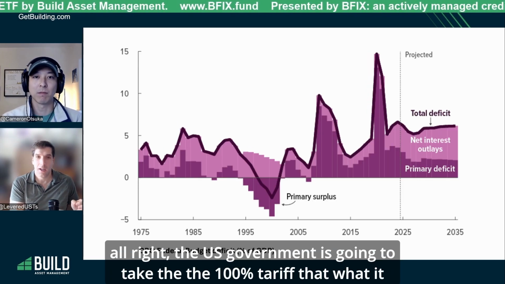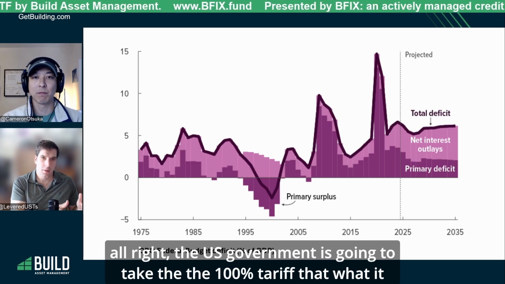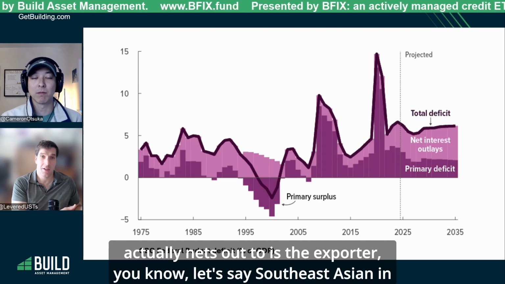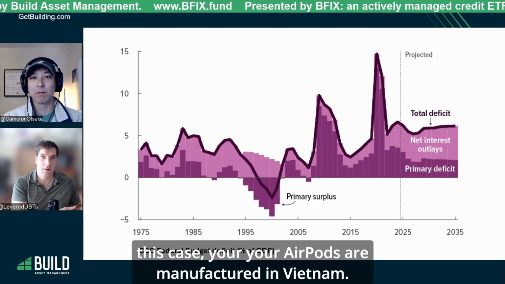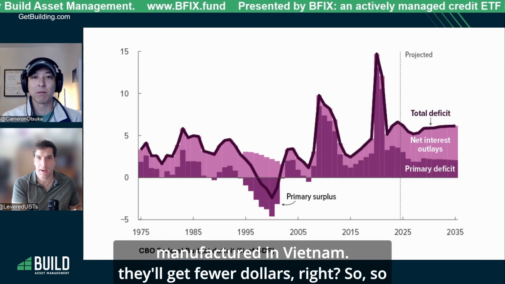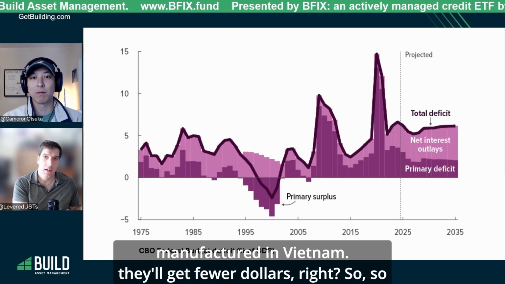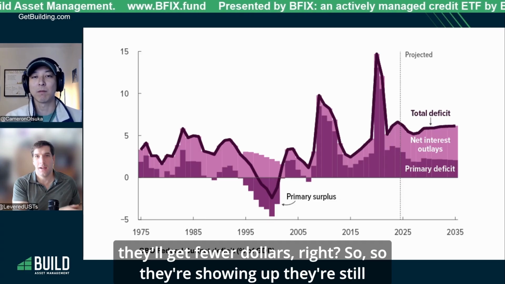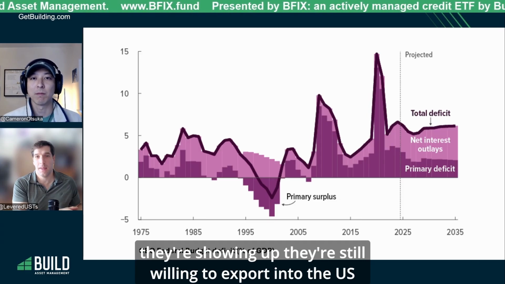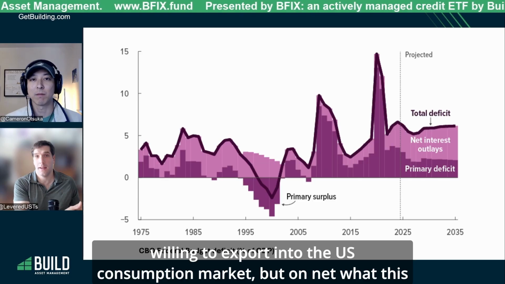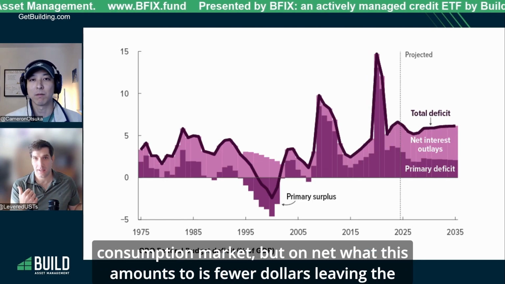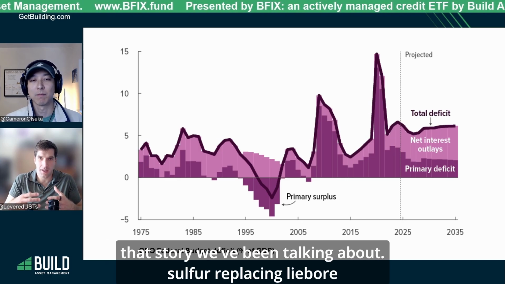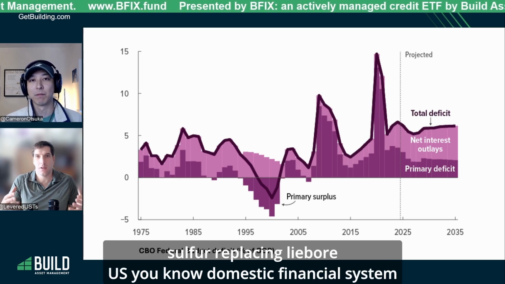All right, so it's tough to find. So what we're seeing is, all right, the U.S. government is going to take the 100% tariff. What it actually nets out to is the exporter, let's say Southeast Asian in this case, your AirPods are manufactured in Vietnam, they'll get fewer dollars, right? They're still willing to export into the U.S. consumption market, but on net, what this amounts to is fewer dollars leaving the onshore system. So it's all part of that story we've been talking about.